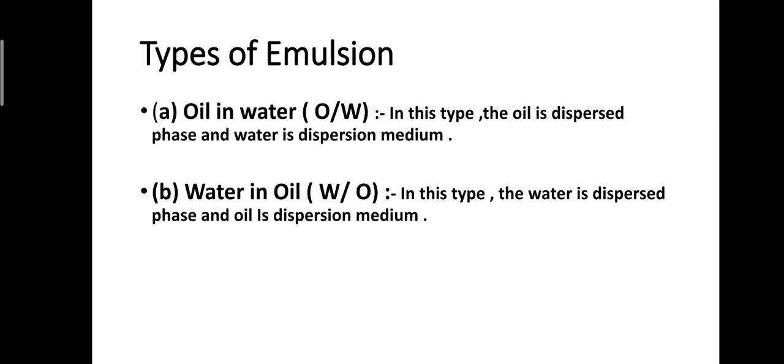Second, water in oil. In this type, the water is the dispersed phase and oil is the dispersion medium. In this type of emulsion, water is in low quantity and oil is in more quantity. These are the only two types of emulsion, oil in water and water in oil.